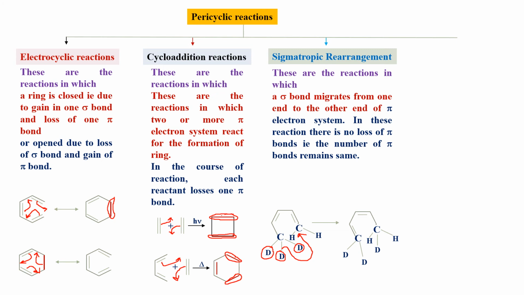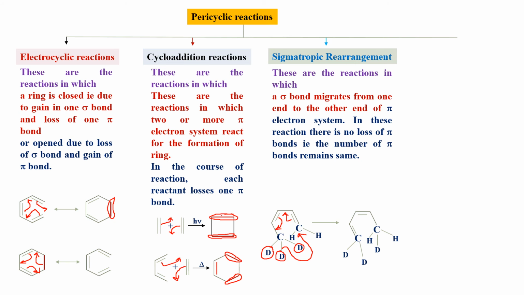Due to this shifting, this pi bond will shift from this carbon atom to this place, and this pi electron system will be shifted between these 2 carbon atoms. So shifting of pi bond takes place, but migration of sigma bond takes place. There is no loss of sigma or pi bond.